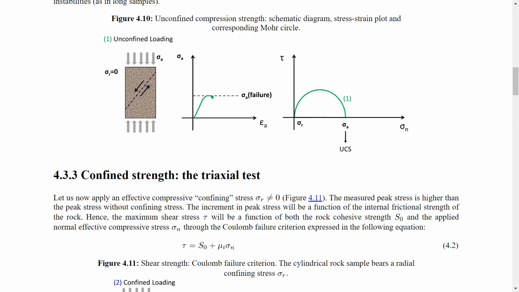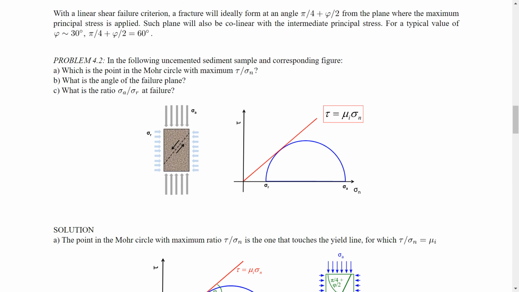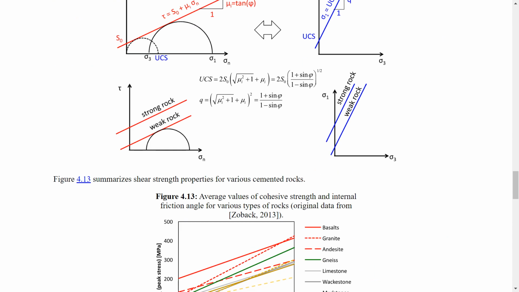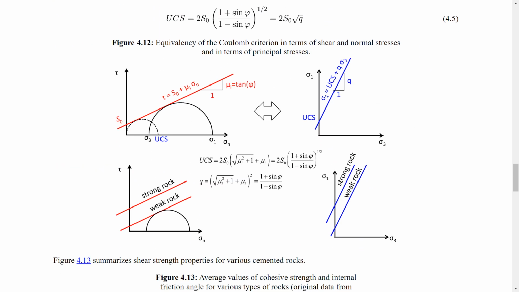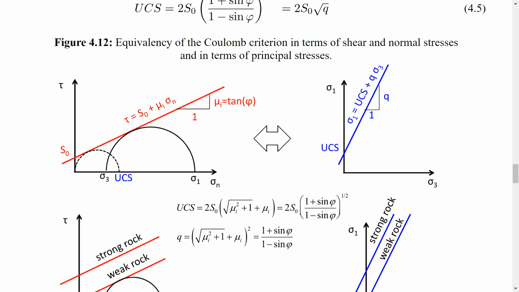When you add confinement to a cemented rock, what you get is something like this, with the Mohr circles and this line that doesn't have an intercept at 0 anymore, but has an intercept different than 0 that we call cohesive strength. And if we look at that in this space of sigma 1 and sigma 3, now what you get is a different value. It doesn't go through 0, but it goes to a value which is UCS.